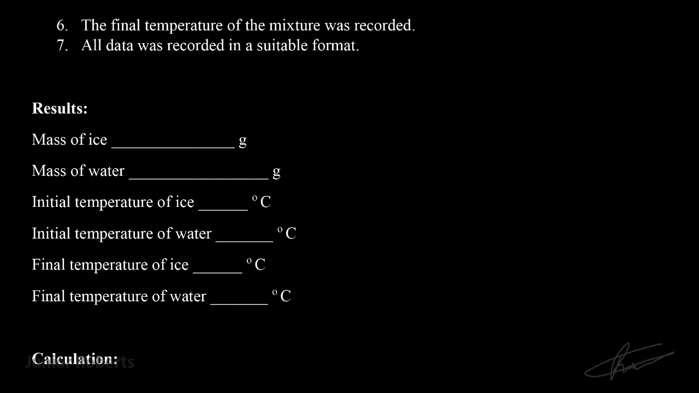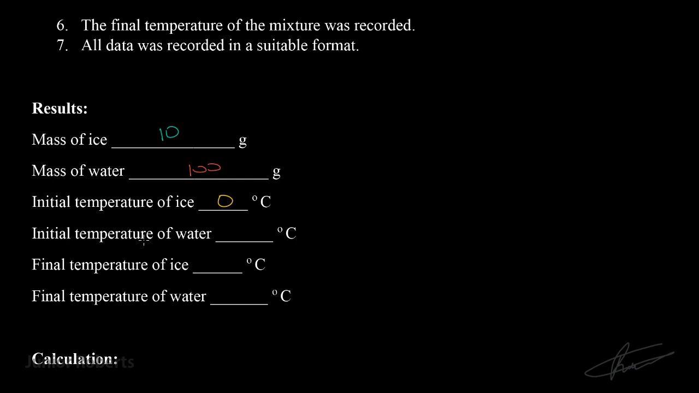So we saw that the mass of the ice was actually 10 grams. The mass of the water was 100 grams. Right, the initial temperature of the ice was 0 degrees, so we're going to put that in. So this was 100, and the initial temperature of the ice was 0 degrees Celsius.